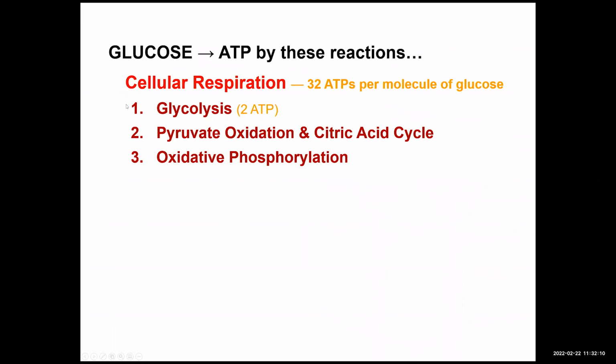So glycolysis is the first step and it's universal. All cells do it. The remaining steps, pyruvate oxidation, the citric acid cycle, and oxidative phosphorylation, are going to happen in the mitochondria. And they happen in different parts of the mitochondria. So this means that organisms that don't have mitochondria, like bacteria, cannot do these steps. So now we're going to move into the mitochondria and we're going to talk about all 3 steps and what happens during them.